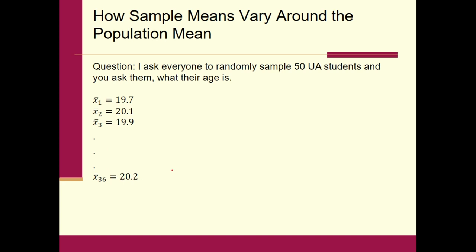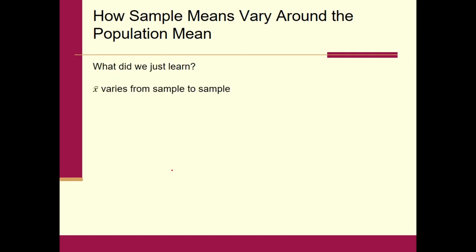And so we're learning something here: we should be okay with the fact that X bar could vary, and it just depends on which people you randomly brought into your sample. So X bar varies. And how does X bar vary? What did we just see? It varies from sample to sample. Notice how X bar varied: one came up with 19.7, another person came up with 20.1, 19.9, and so on and so forth, down to 20.2.